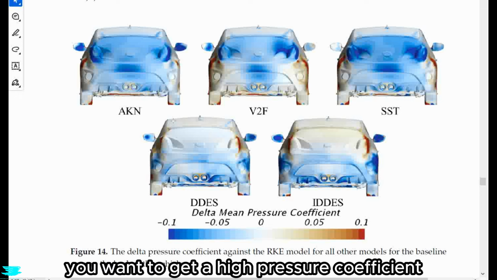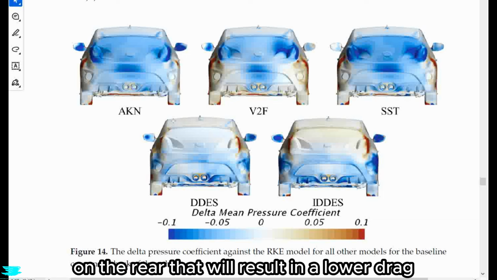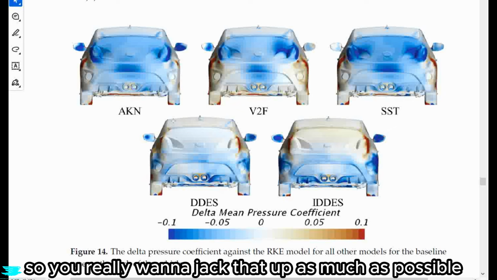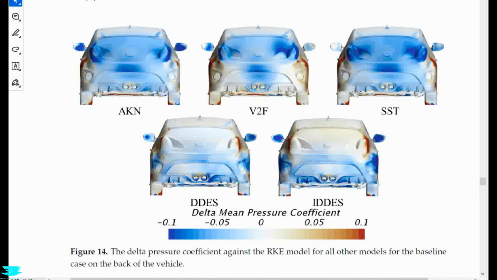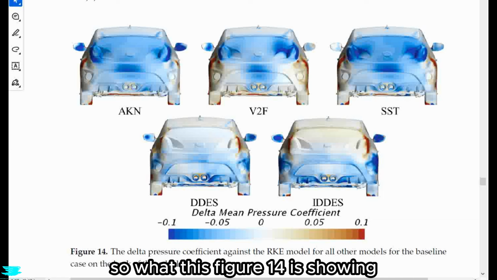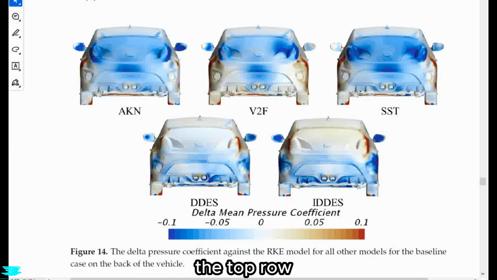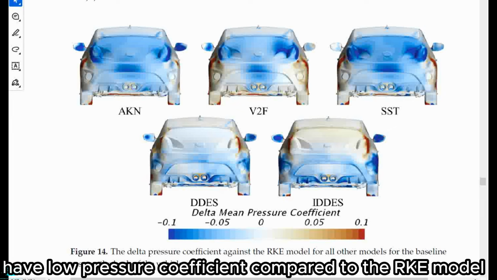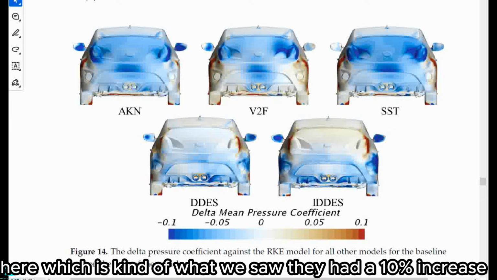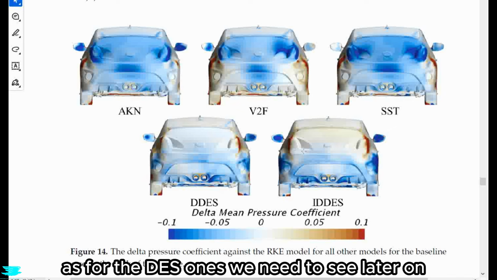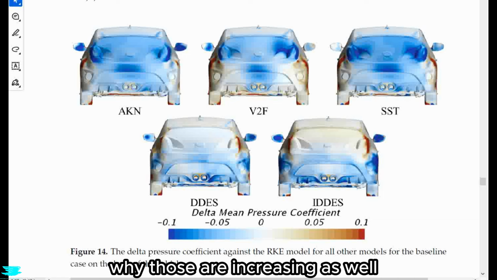As a side note, if you want to get a high pressure coefficient on the rear, that will result in a lower drag. So you really want to jack that up as much as possible. A lower pressure coefficient usually results in much higher drag. So what this figure 14 is showing is that the other RANS models, the top row, have lower pressure coefficients compared to the RKE model. And that means that more drag will probably be registering here, which is kind of what we saw. They had a 10% increase. As for the DES ones, we need to see later on why those are increasing as well.